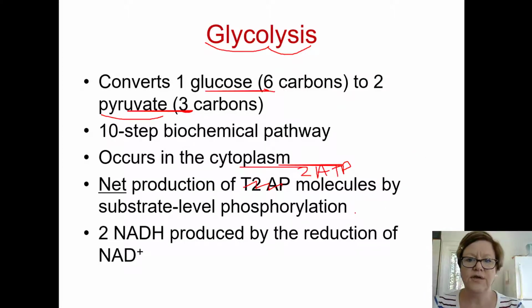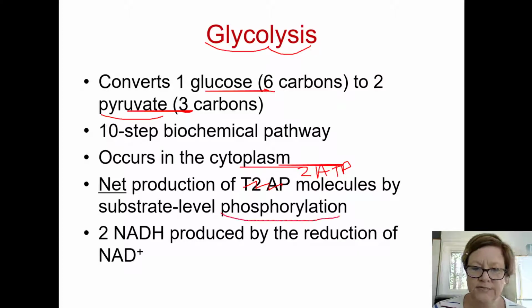All right, 2 ATP molecules is your net ATP yield from what we call substrate level phosphorylation. And anytime we talk about phosphorylation, that means that a phosphate group has been added to something. In this case, two phosphate groups were added to 2 ADP molecules, and that gives you 2 ATP.